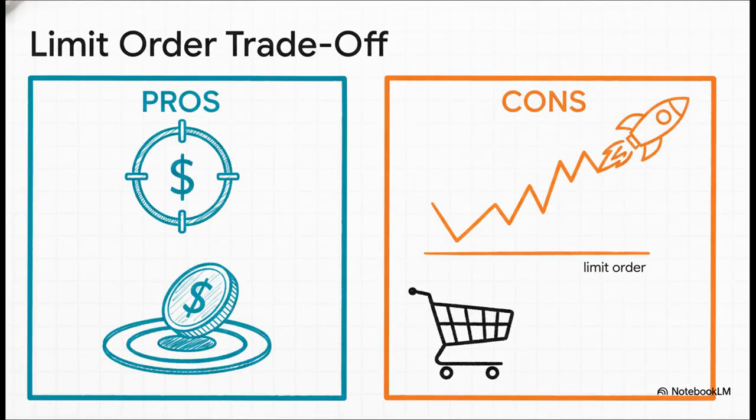And here's the trade-off for being a sniper. The pros are all about precision. You get the exact price you wanted or better. No slippage, period. But the con is a heartbreaker. There's absolutely no guarantee your order will ever get filled. The market might come down, miss your price by a single pip, and then rocket higher without you.